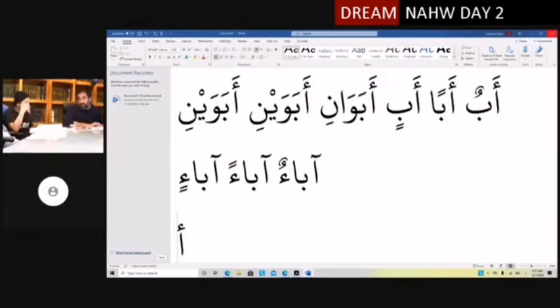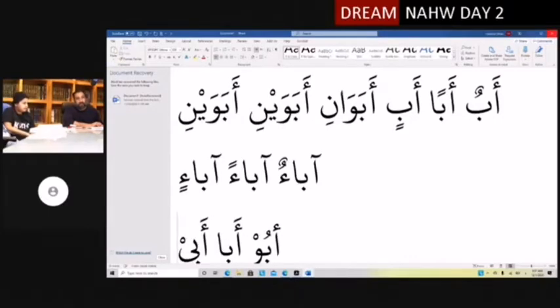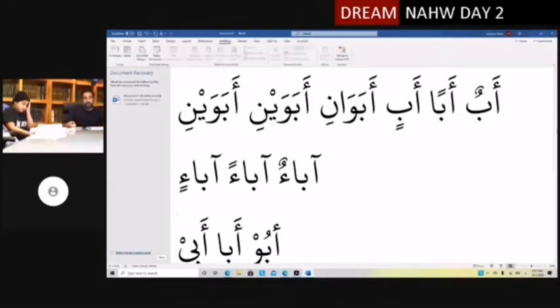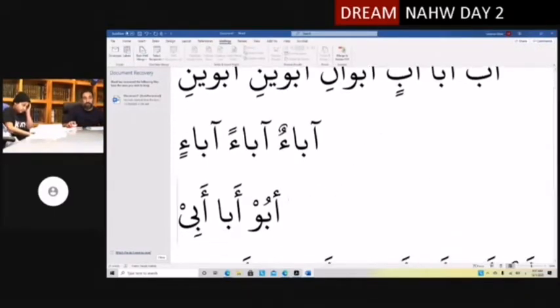Now we're going to make them light. If you want to add a mudaf ilay to them, you make them light, but you don't say Abu, you say Abu, Aba, Abi. Like the Sahabi's name Abu Bakr, there are three ways of saying his name. The rafa way is Abu Bakr. The nasab way is Aba Bakr. And the jar way is Abi Bakr.